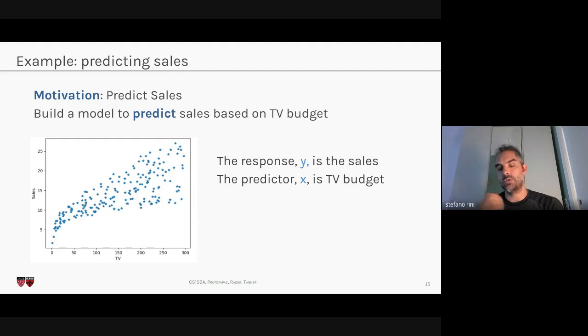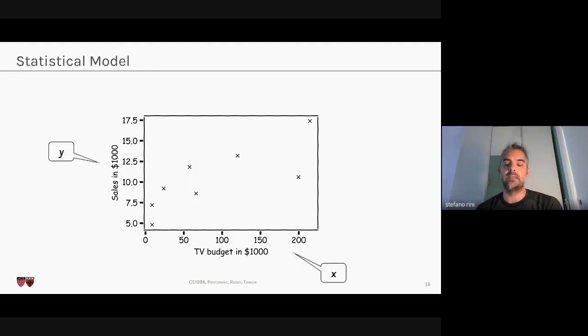Okay, so this is what you will call inference, right? You have a data set that tells you the past experience that you have from the data, and then what you want to do is say, okay, now I want to set a new budget and I want to predict what the sales are. So what is the simplest thing that we can do?